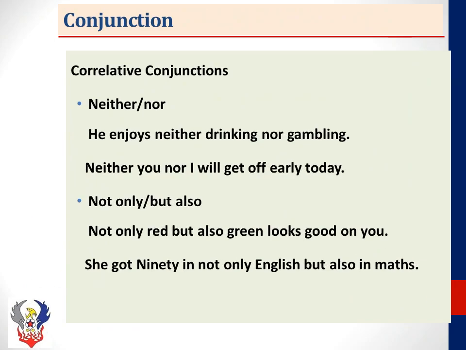More correlative conjunctions. Neither, nor. Examples: he enjoys neither drinking nor gambling. Neither you nor I will get off early today. Not only, but also, examples. Not only red but also green looks good on you. She got 90 in not only English but also maths.